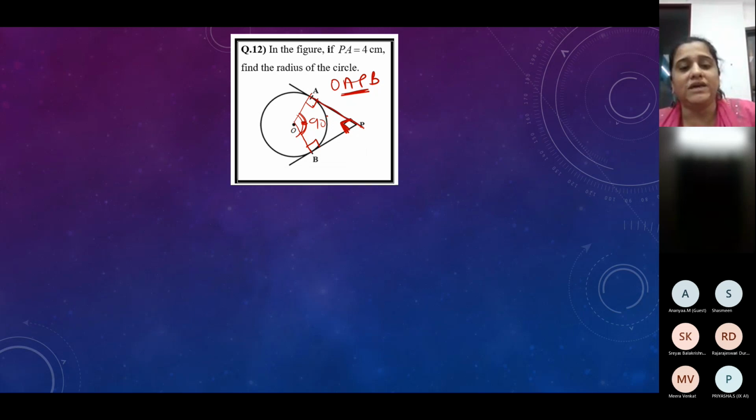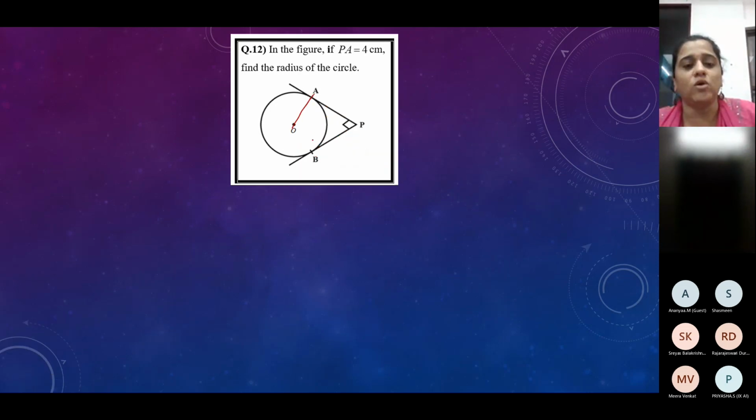Now, is AP equal to BP, class? Why? Tangents from an external point of the circle are equal. Is OA equal to OB? Radius. So you can mention, yeah, radius. You can mention any one of the two.